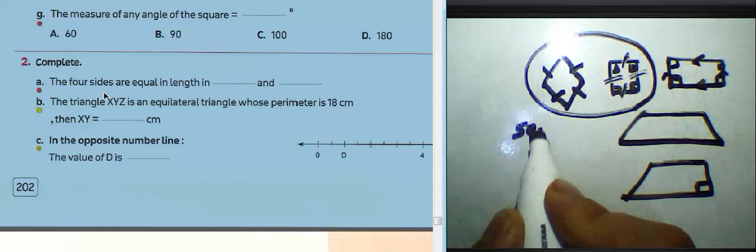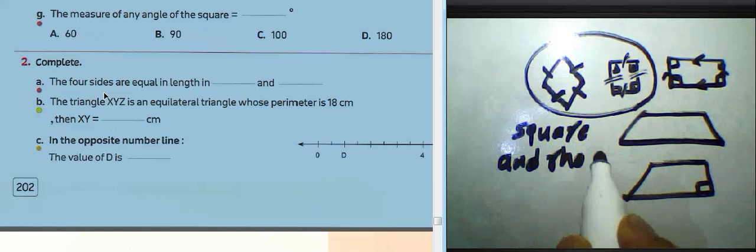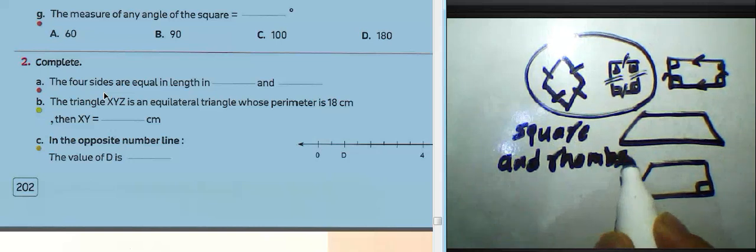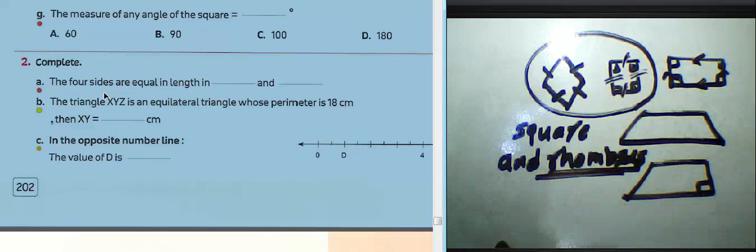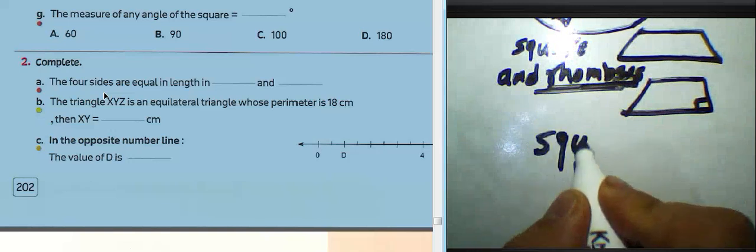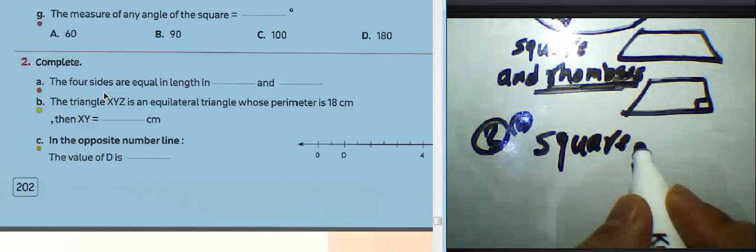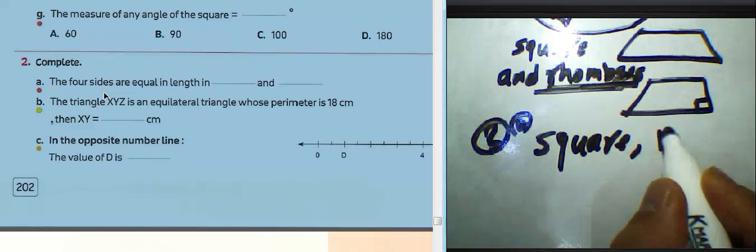Right, square and rhombus. Okay, understood? Rhombus, square and rhombus. Write this word, square. About question number 2, letter A, square and rhombus.